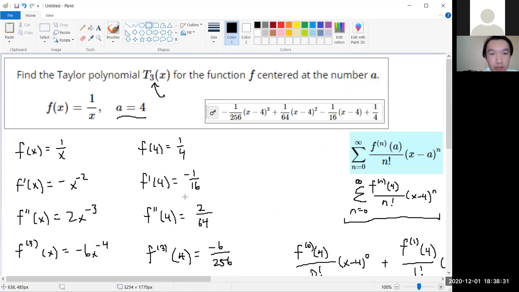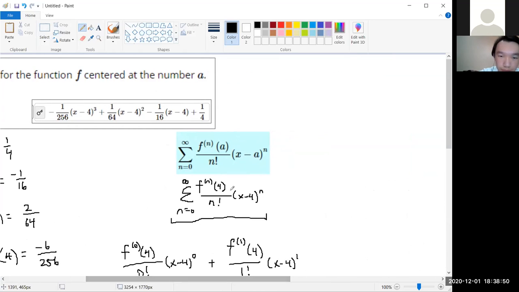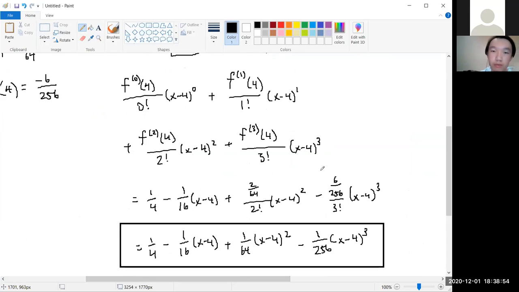So just to sum up everything we did. To find the Taylor polynomial, we have to write out the derivatives and then evaluate the derivatives. These derivatives will help us get the coefficients basically. So once we find these values, we plug these values into here, and then we write out the Taylor polynomial.